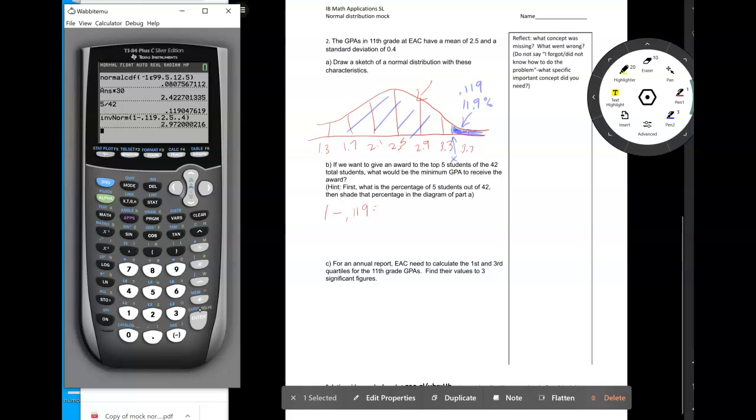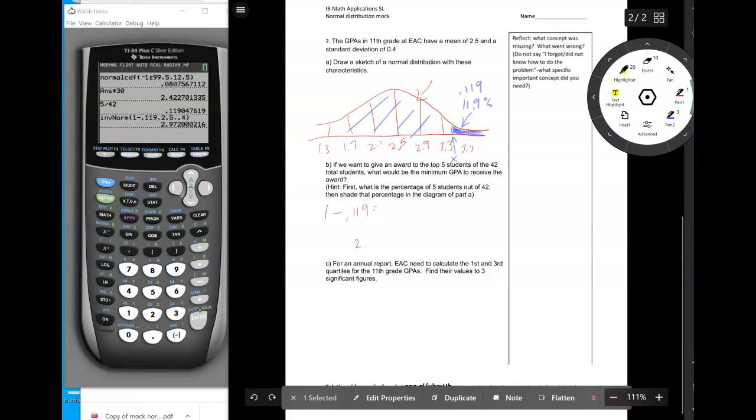And it tells me that the GPA that corresponds to this X value is 2.97. And you can see that I drew it slightly in the wrong place. I should have drawn it a little bit farther to the left. So X was actually here instead of where I drew it. All right. So that's my answer for part B.